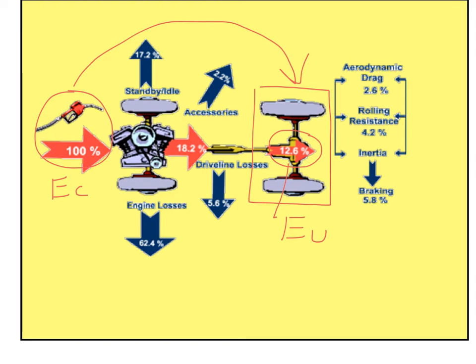There are a lot of losses in a car. For example, in the engine, here it says 62.4% of that energy is being lost. For example, we know engines get really hot. So there's thermal energy, there's heat that's being dissipated or wasted by the car.